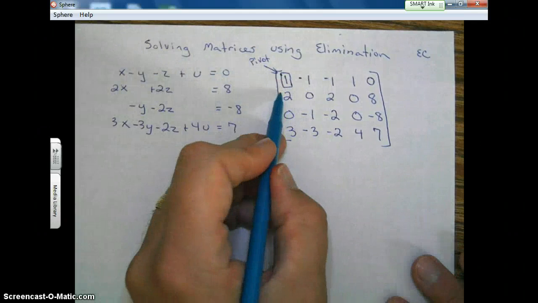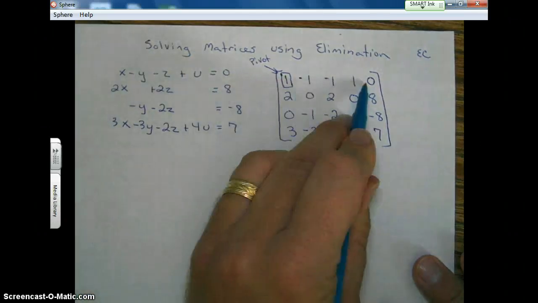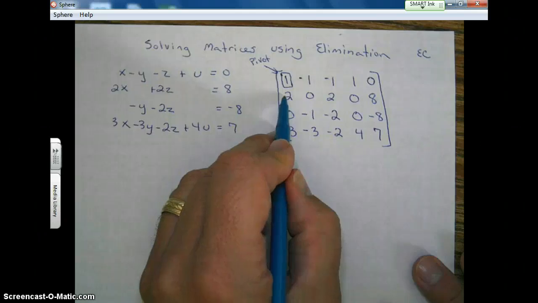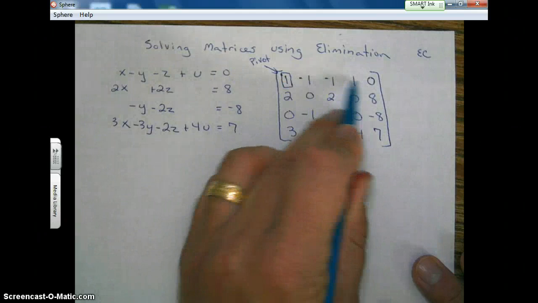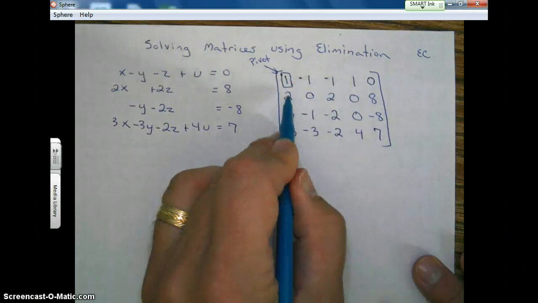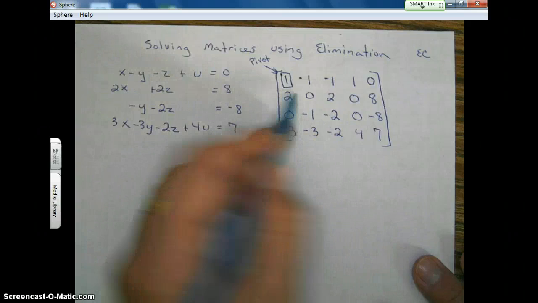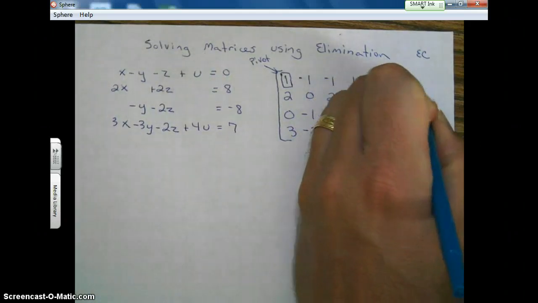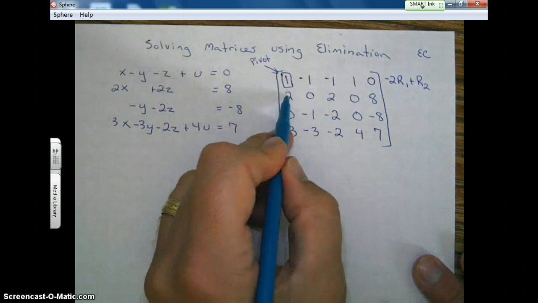So the first thing we're going to do here, just like with elimination, we're going to multiply through by a number, and add it to a row to eliminate it. I'm going to start off by multiplying this by -2, so that when I add it to 2 I get a 0. Remember, our goal here is to get zeros down here. So I'm going to take -2 times row 1, add it to row 2. So -2 plus 2 is 0.